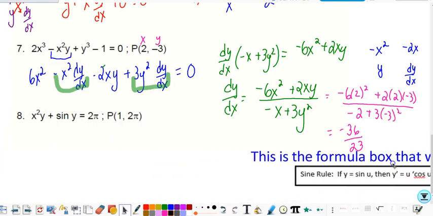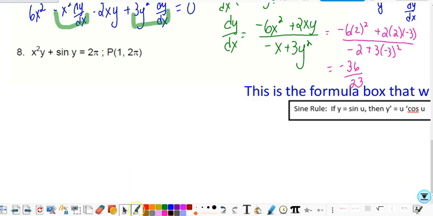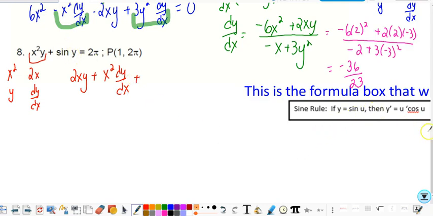I need my sine rule now. Product rule again. Wow, we really want you to practice the product rule in this test review. Here's the product rule. X squared times y. Individually, each derivative. So when I go to put it together, we've got y times 2x plus x squared times dy dx plus sine y. So the derivative of sine is y prime cosine y. Derivative of 2 pi, 0.